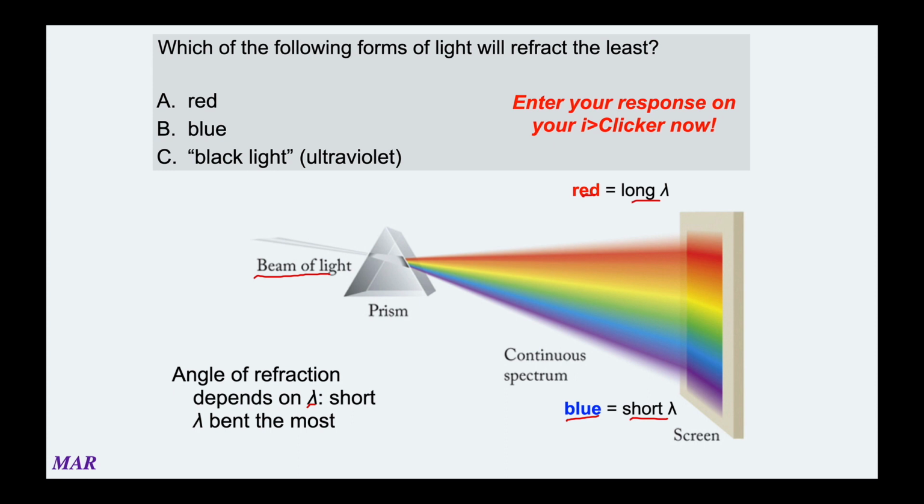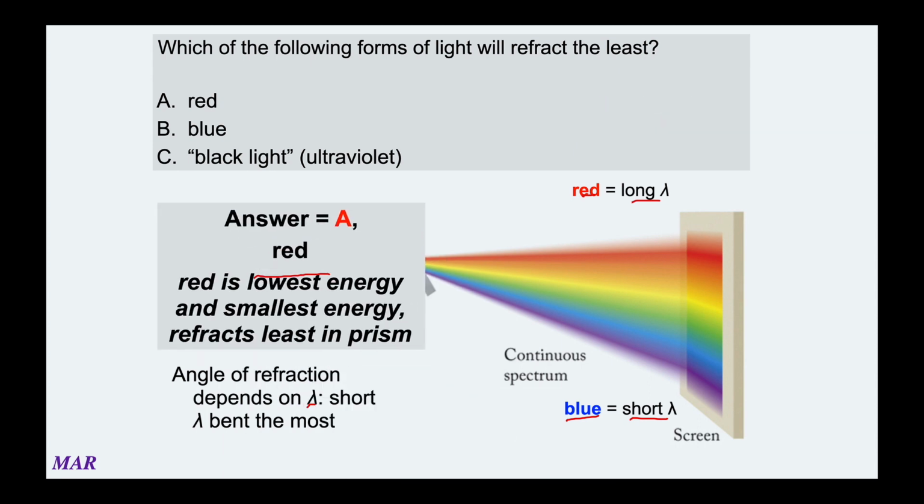Short wavelengths will bend the most. So we want to know what the shortest wavelength is, and you can see down there that blue is shorter than red, which is long. So this one's going to be red. It refracts the least, relative to blue. Blue would do the most, red would do the least. And again, black light doesn't count here.